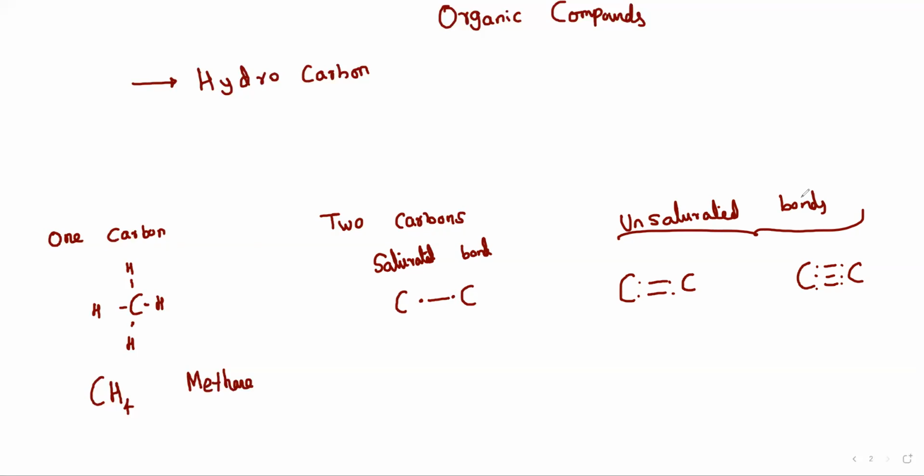Saturated means, for example, if we have two carbons, they can share one electron. Minimum they can share one electron. Apart from that one electron, how many bonds does this carbon need? How many extra electrons? Three. So it needs 3, and this one also needs another 3. So it will be like this, CH3, CH3. It can be written like this.